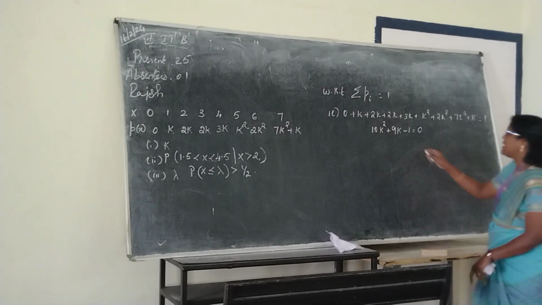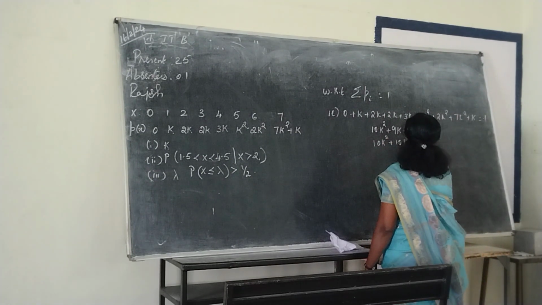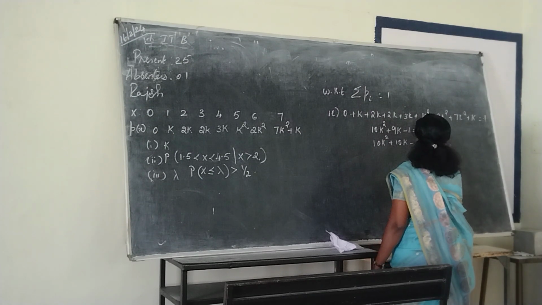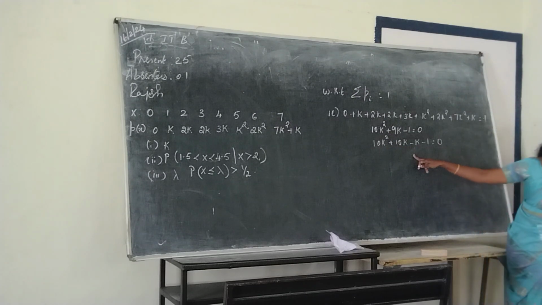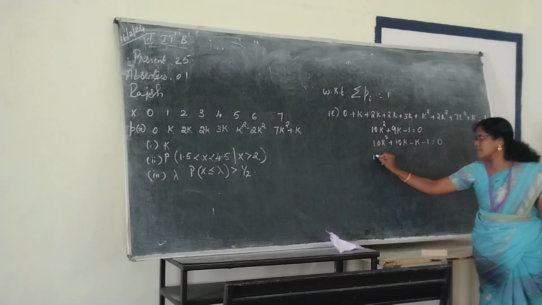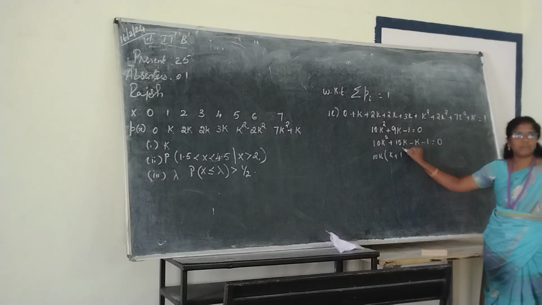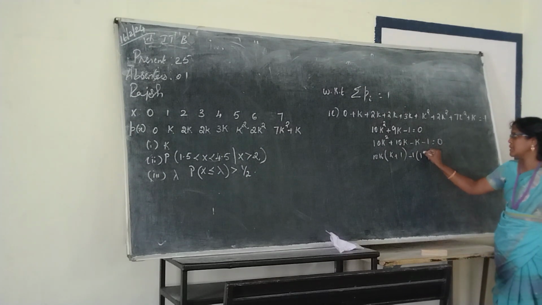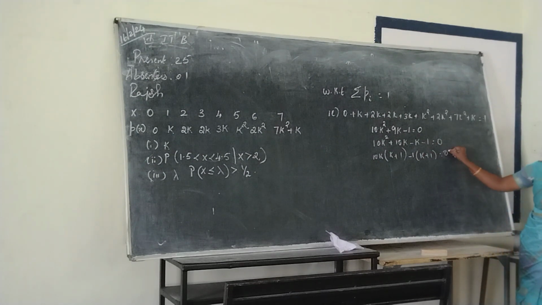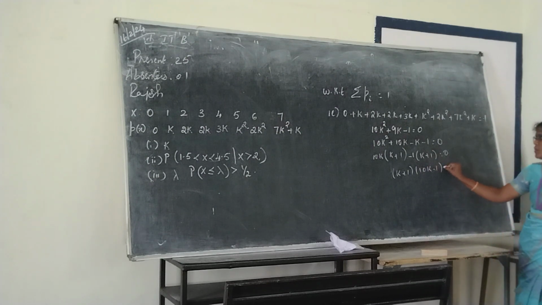How do we factorize? 10k square plus 10k minus k minus 1 equal to 0. What is forming the first two terms? 10k. Take it outside. If you take 10k outside, what is the remaining? k plus 1. What is forming the next two? Minus 1. So take minus 1 outside. Remaining will be k plus 1. What is forming both now? k plus 1. So k plus 1 into 10k minus 1 equal to 0.